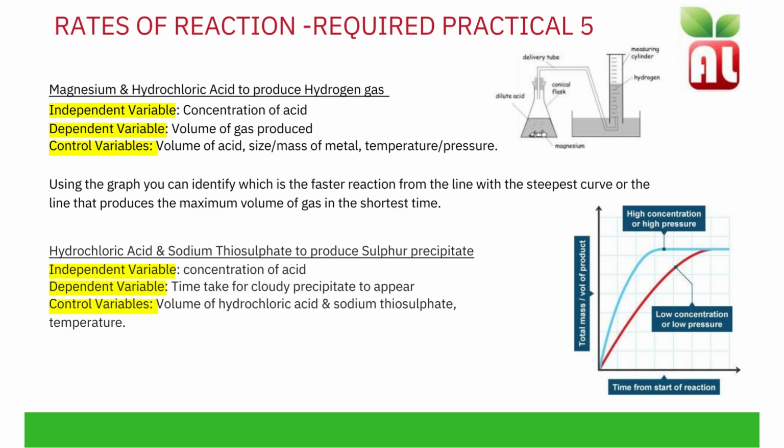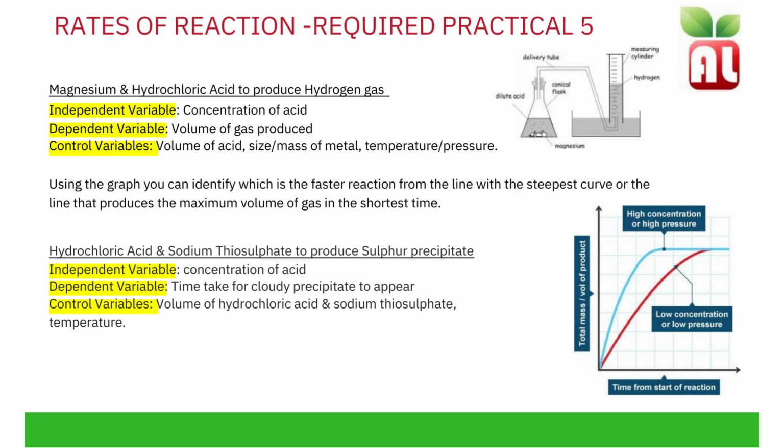Independent variables may be the concentration of acid. The dependent variable, the variable you are measuring, could either be the volume of gas produced or the mass lost in grams. Control variables would be the volume of acid used, the size and the mass of metal, and temperature and pressure. Using a graph, you can identify which is the fastest reaction from the line with the steepest curve or the line that produces the maximum volume of gas in the shortest time.